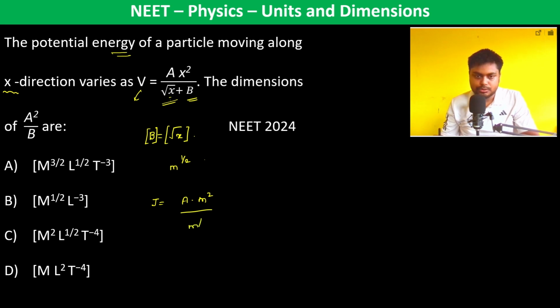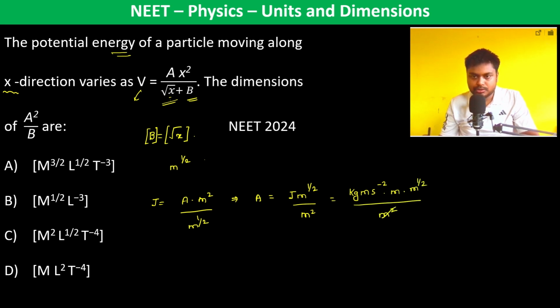So therefore a becomes joule meter half divided by meter square. So that is Newton meter, kg m s minus 2 into m, into meter half divided by meter square. Gone. So this is kg m half s minus 2.